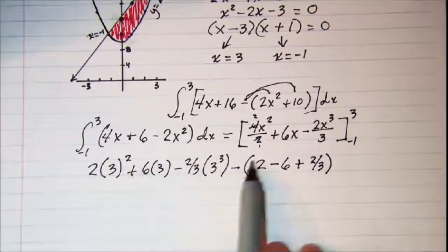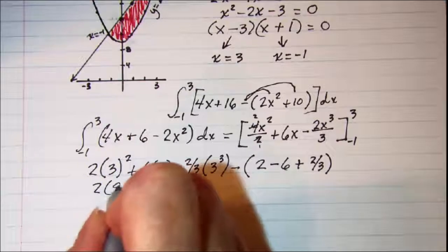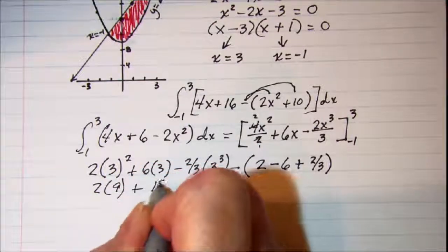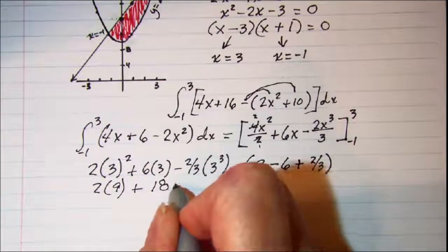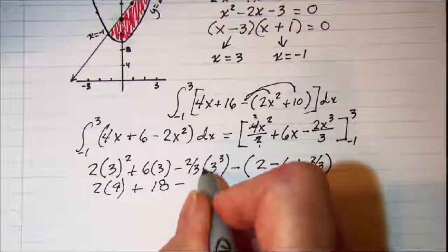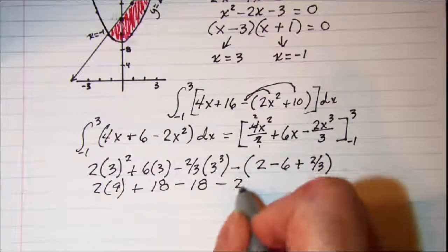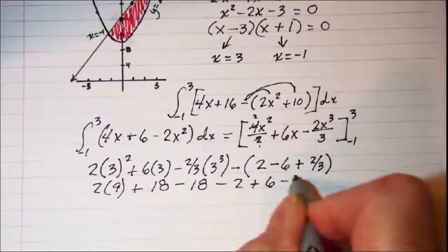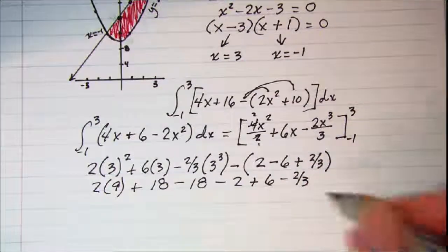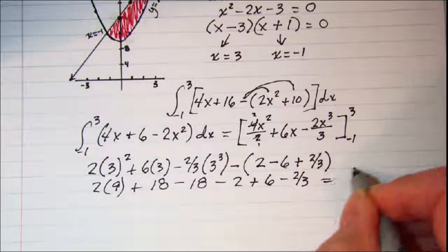When we do the math, we have 2 times 9 plus 18 minus 18, minus 2 plus 6 minus 2/3. This gives me 64/3.